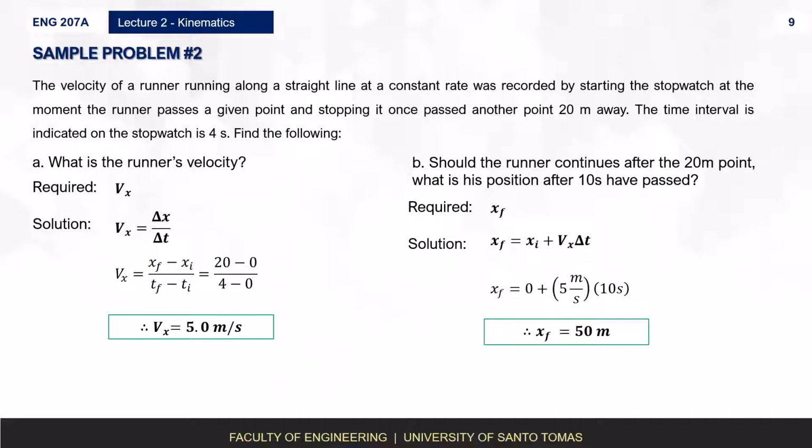For the second problem, we substitute our constant velocity to our final position equation from the previous slide. The initial position is 0 and the elapsed time after the 20-meter mark is 10 seconds. Substituting the given will yield you 50 meters to the positive direction.